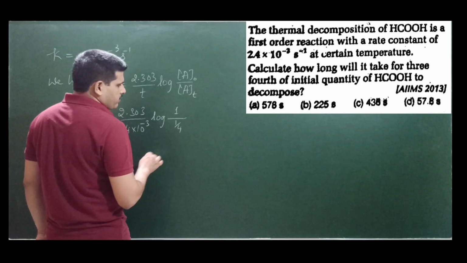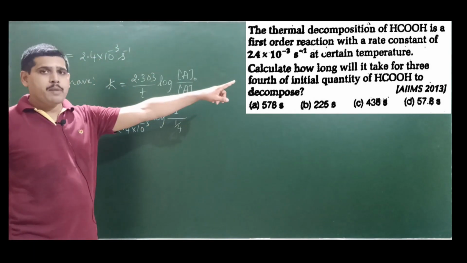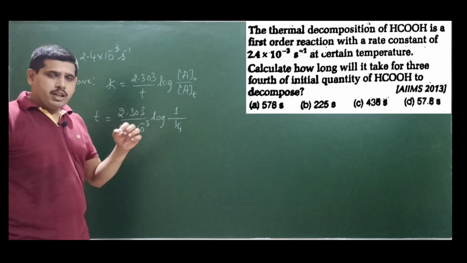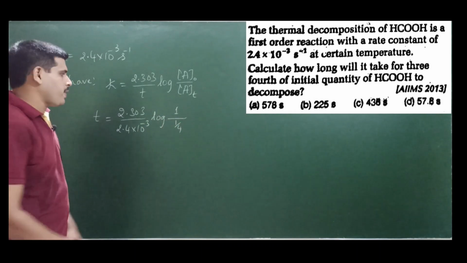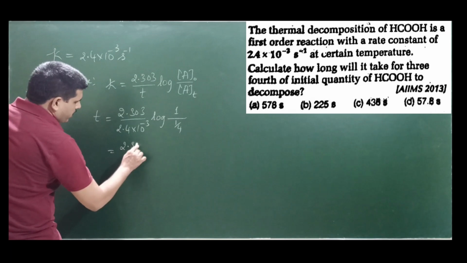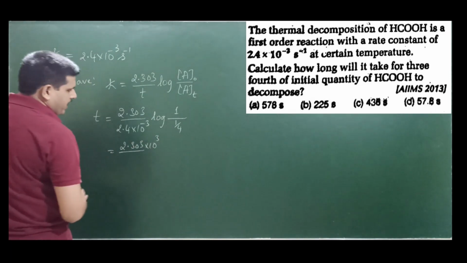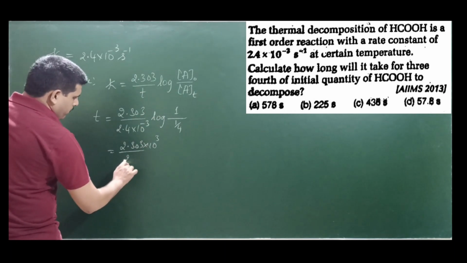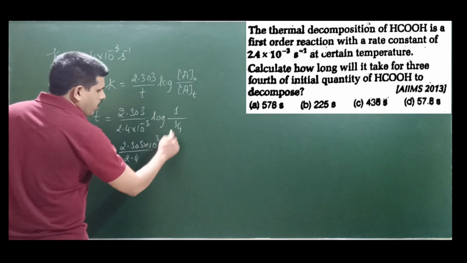So remaining is 1/4. Are you getting, dear students, how it is? At what time period will 3/4 of the original react? That means remaining is 1 minus 3 by 4, which is 1 by 4. So now this is equal to 2.303 divided by 2.4 into 10 to the power 3 (minus 3 will become plus 3), into log of 4.